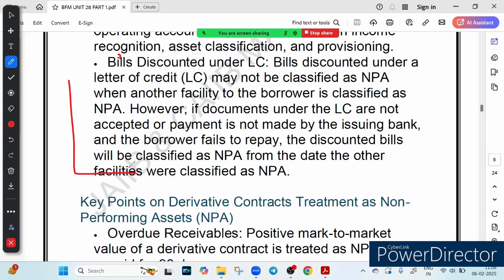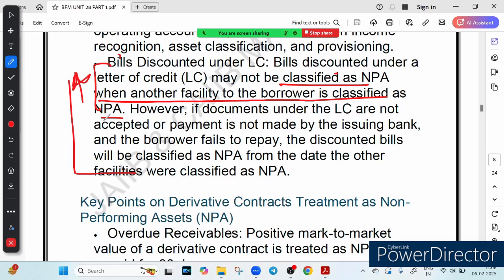So don't worry, just because one loan goes bad does not mean that every bill the bank discounted turns into NPA right away, right? Again I am repeating that if the bank has not been paid for the bill and the borrower failed to repay for those bills, then it will only be classified as NPA when the other loan or facility becomes NPA. So that is what is written, that a bill discounted under a letter of credit may not be classified as NPA when another facility to the borrower is classified NPA. You have to remember it, right?